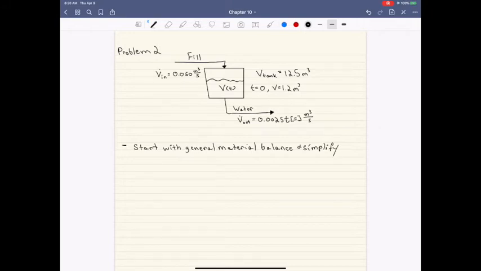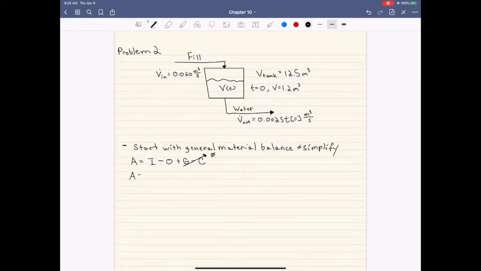Okay, so our general material balance, as you know, is just A is equal to I minus O plus G minus C. For this process, we're just filling a tank with water, right? There's no reaction going on. And in any case, if we think in terms of mass, based on the conservation of mass, you can't generate or consume any mass. And so what that means is that our generation and consumption terms are just equal to 0. And so in our material balance, what we're left with is an accumulation term, an input term, and an output term. So let's identify what each of these remaining terms are.